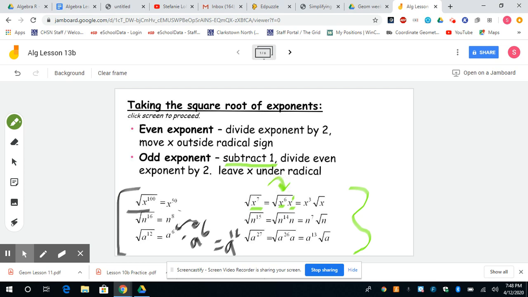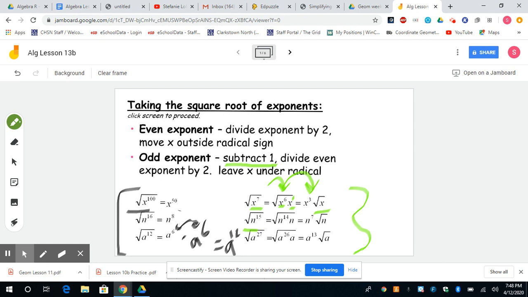X to the 6th is even. We can divide the exponent by 2. So the square root of x to the 6th is x to the 3rd. We can't simplify x to the 1st, so we just leave it under the radical, okay? Sometimes you will have a radical still in your answer, and that is okay. Don't think that everything can be square rootable. That's not really a word, but that's what I'm going to say.